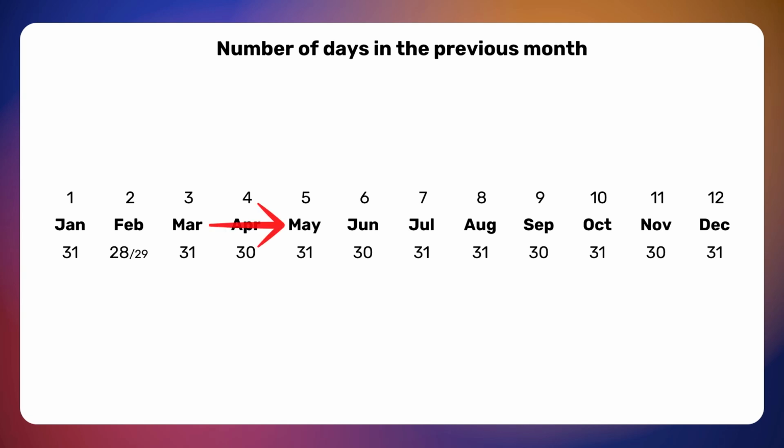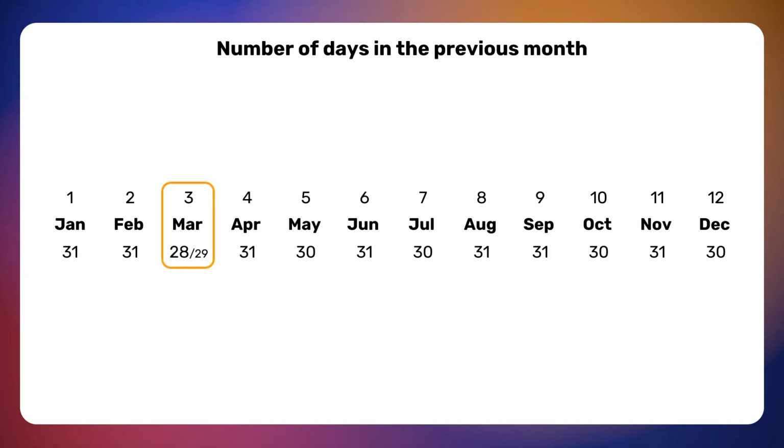If the current month is May, we will need the number of days April has. Visually we can achieve this result by simply shifting all numbers to the right, like this. Now the values represent the number of days the previous month has. For example, if the current month is March, the previous month might have 28 or 29 days. Now let's create a logic for this.